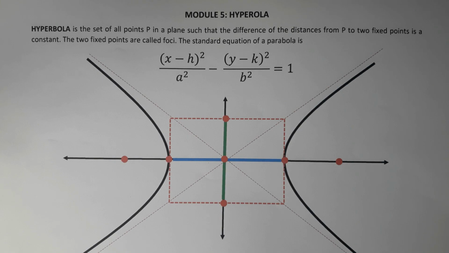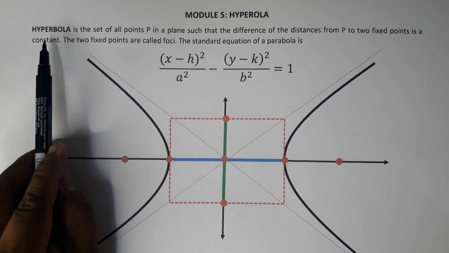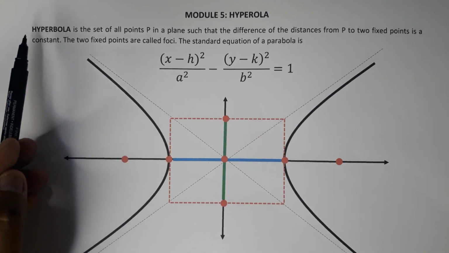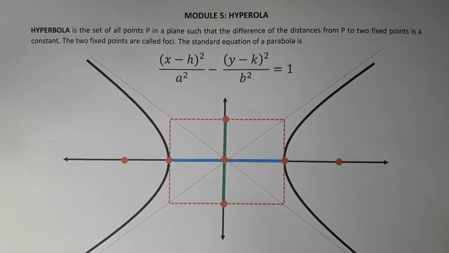Hello! For Module 5, we will discuss hyperbola. So first, let's define what is hyperbola. Hyperbola is the set of all points P in a plane such that the difference of the distances from P to two fixed points is a constant. The two fixed points are called foci.